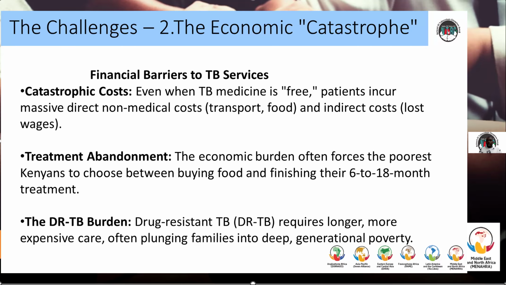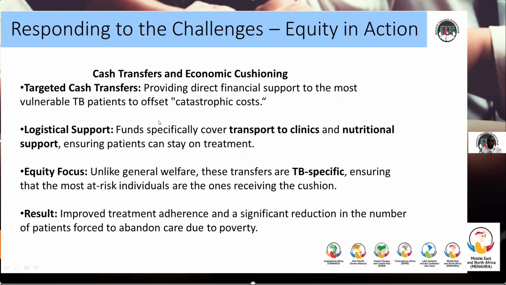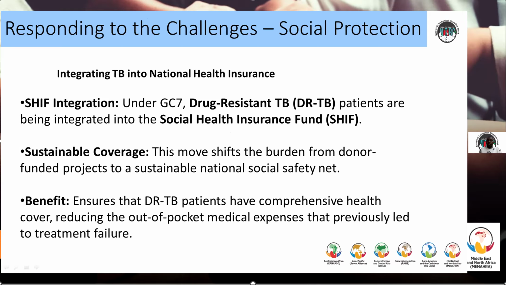So how have we responded to this challenge using GC7? One, the integration of national health insurance. Our TB clients or patients under the GC7, all our DRTB clients, have been supported and integrated into social health insurance, whereby they get social support as well as medical support.